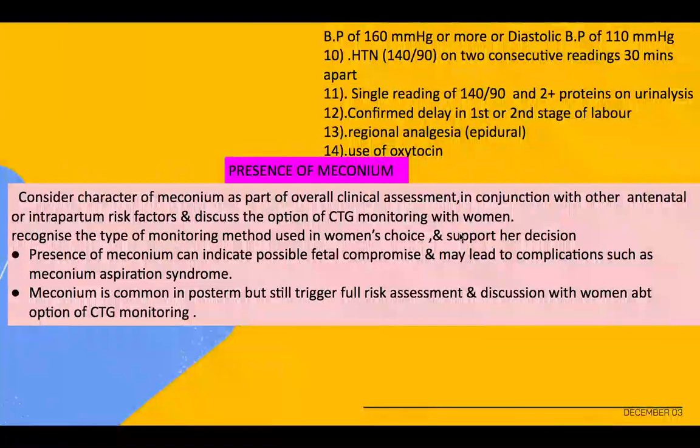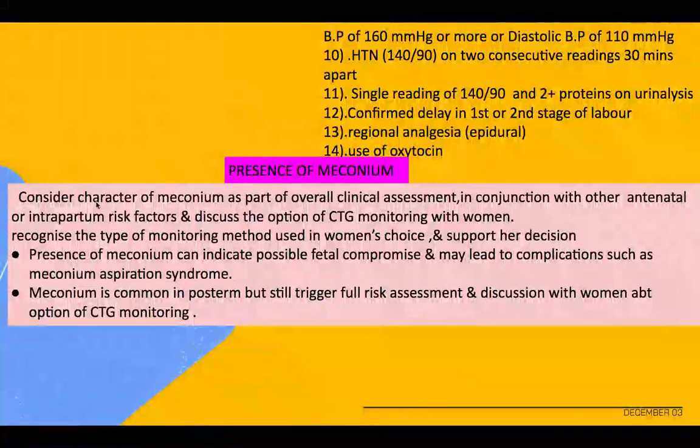Now coming to the presence of meconium, this was always the point of controversy in many questions. But as I have told you, friends, we have to follow the guideline only, right? Now what have they mentioned? Consider the character of meconium as a part of overall clinical assessment in conjunction with other antenatal or intrapartum risk factors and discuss the option of CTG monitoring with the woman. It means that they have given you a lot of open hand. You can make your decisions.